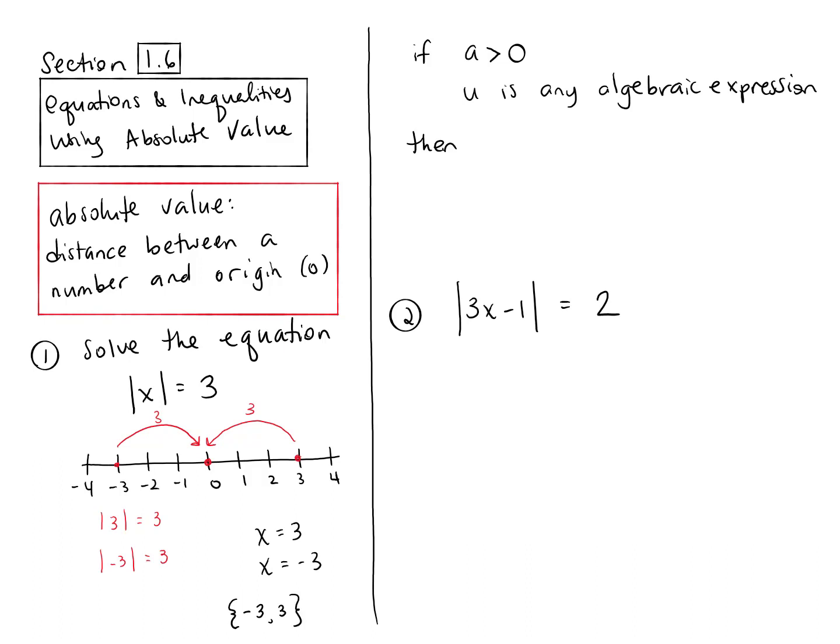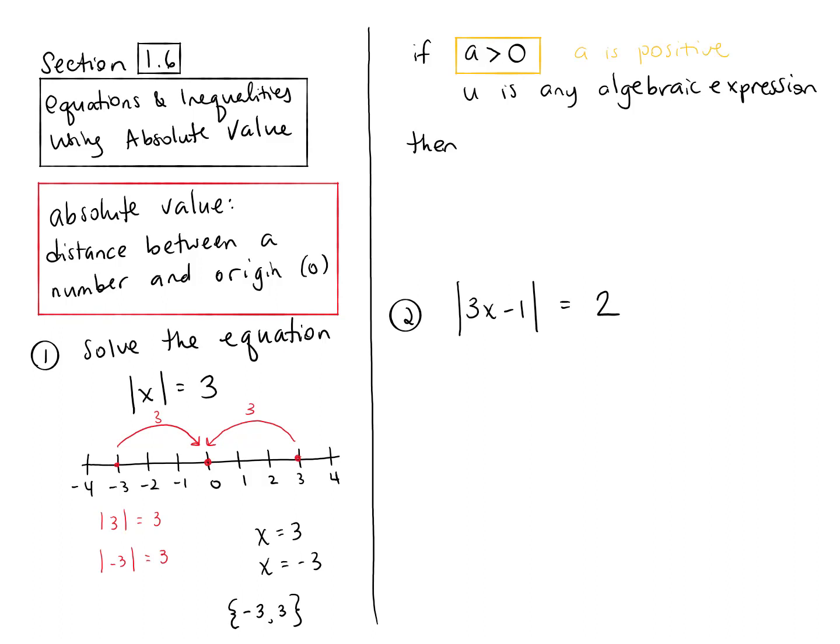Alright, that leads me to our next statement here. On your page it's written in words, if A is positive. But as you recall from a previous lecture, I said the way that we write positive in algebra is to say that a number is greater than 0. That means the same thing as positive.